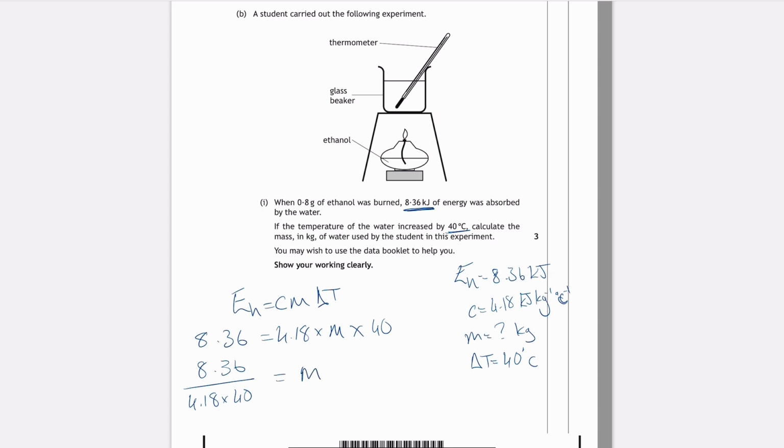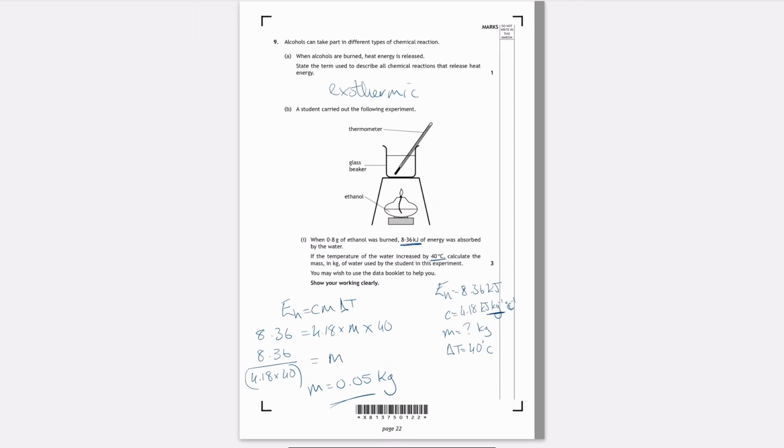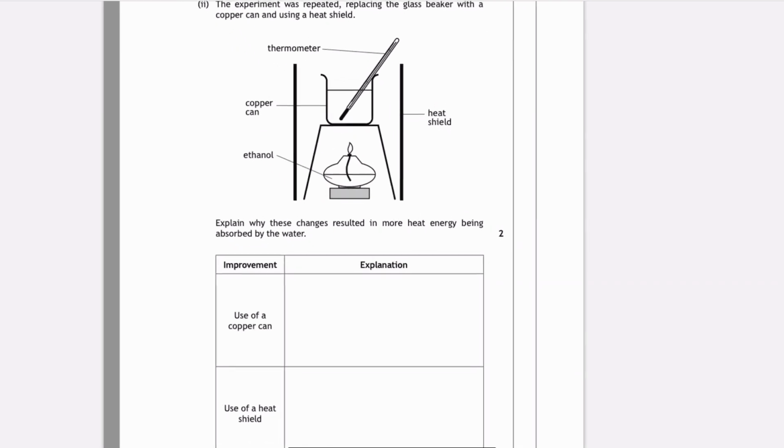So if we put that in our calculator, just put it in quickly, 8.36 divided by, and I would probably put brackets around this if you're putting it in your calculator. So if you've not got the right answer for this, that just might have been what the problem was. And that should give you 0.05. And that is in kilograms because our specific heat capacity was per kilogram. Okay, so quite straightforward once you've got your numbers in.